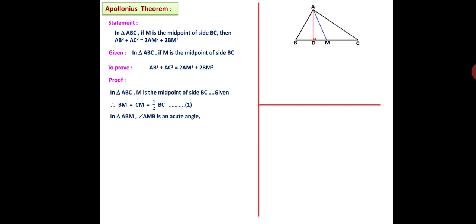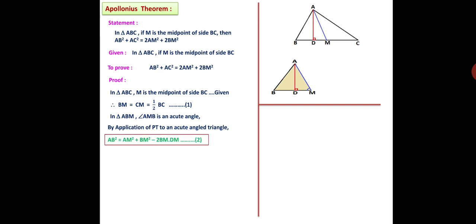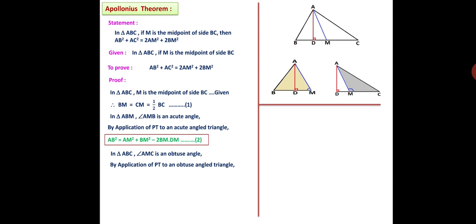So equation 1. In triangle ABM, angle AMB is an acute angle. Therefore, by application of the Pythagoras theorem to an acute angle triangle, we can write that AB square is equal to AM square plus BM square minus 2BM into DM. Let this be equation 2. Also in triangle AMC, angle AMC is obtuse. In this gray color triangle, you could see that one angle is obtuse. Therefore, by application of the Pythagoras theorem to an obtuse angle triangle, you can write that AC square is equal to AM square plus CM square plus 2CM into DM.